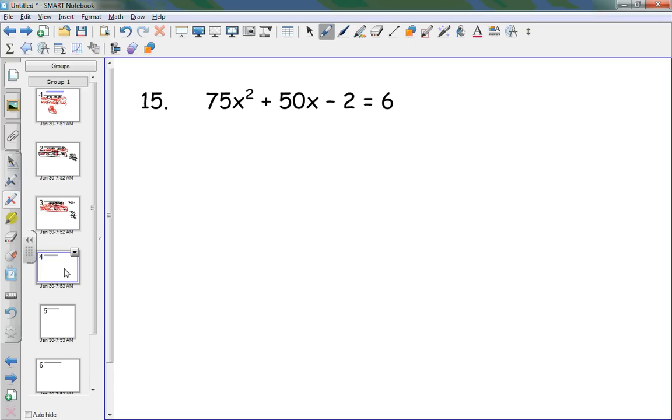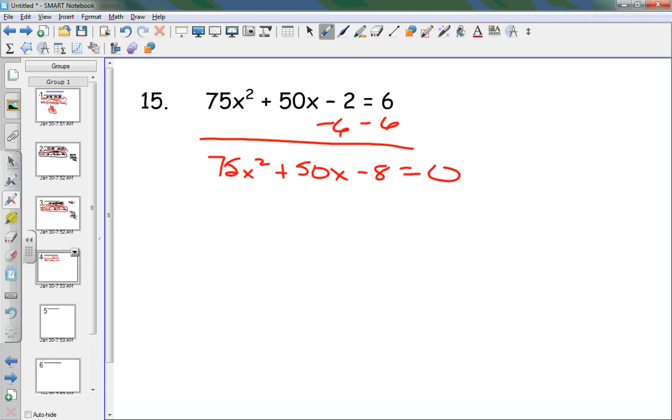I have to first make sure this is set equal to 0. So in order to do this problem, what do I do first? You have to subtract 6. So that's going to give me 75x squared plus 50x minus 8 is equal to 0. Okay, now what? Then I need to follow the same steps that we did on the front part of it.